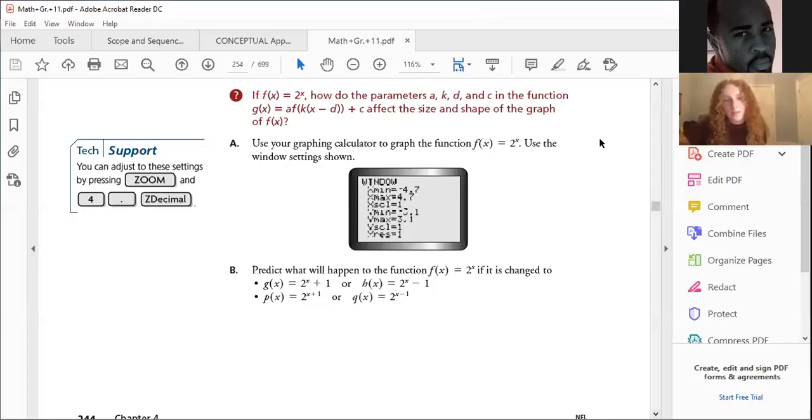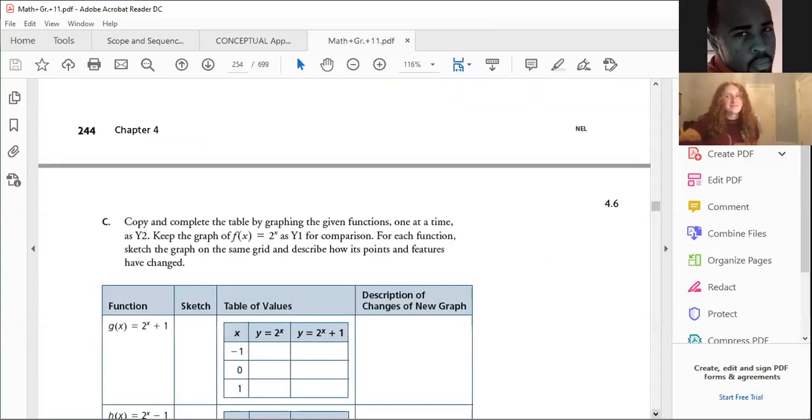The first one is moved up one. The second one's moved down one. I want you to use the proper words. The first one is a vertical translation up 1 unit. The second one is a vertical translation down 1 unit. The third one has been horizontally translated left 1 unit. And the fourth one has been horizontally translated right 1 unit. Okay, good.